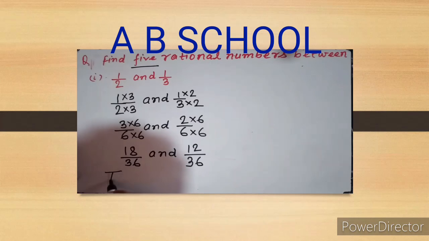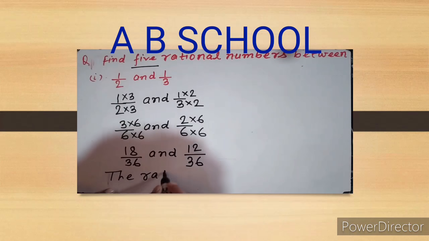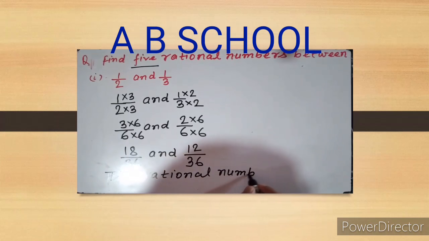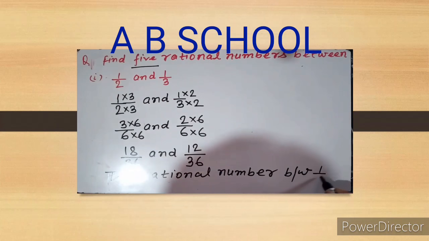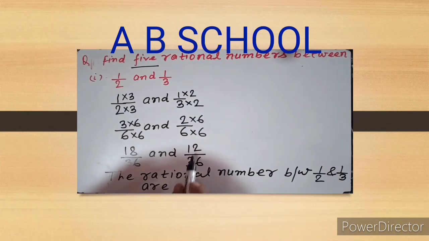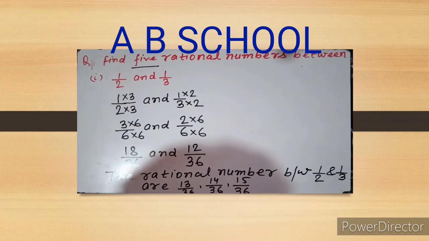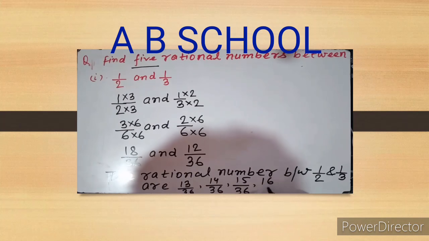The rational numbers you will write like this. The rational numbers between 1 by 2 and 1 by 3 are, after 12 what will come? 13. 13 by 36 you will write, comma, 14 by 36, comma, 15 by 36, comma, 16 by 36 and 17 by 36.